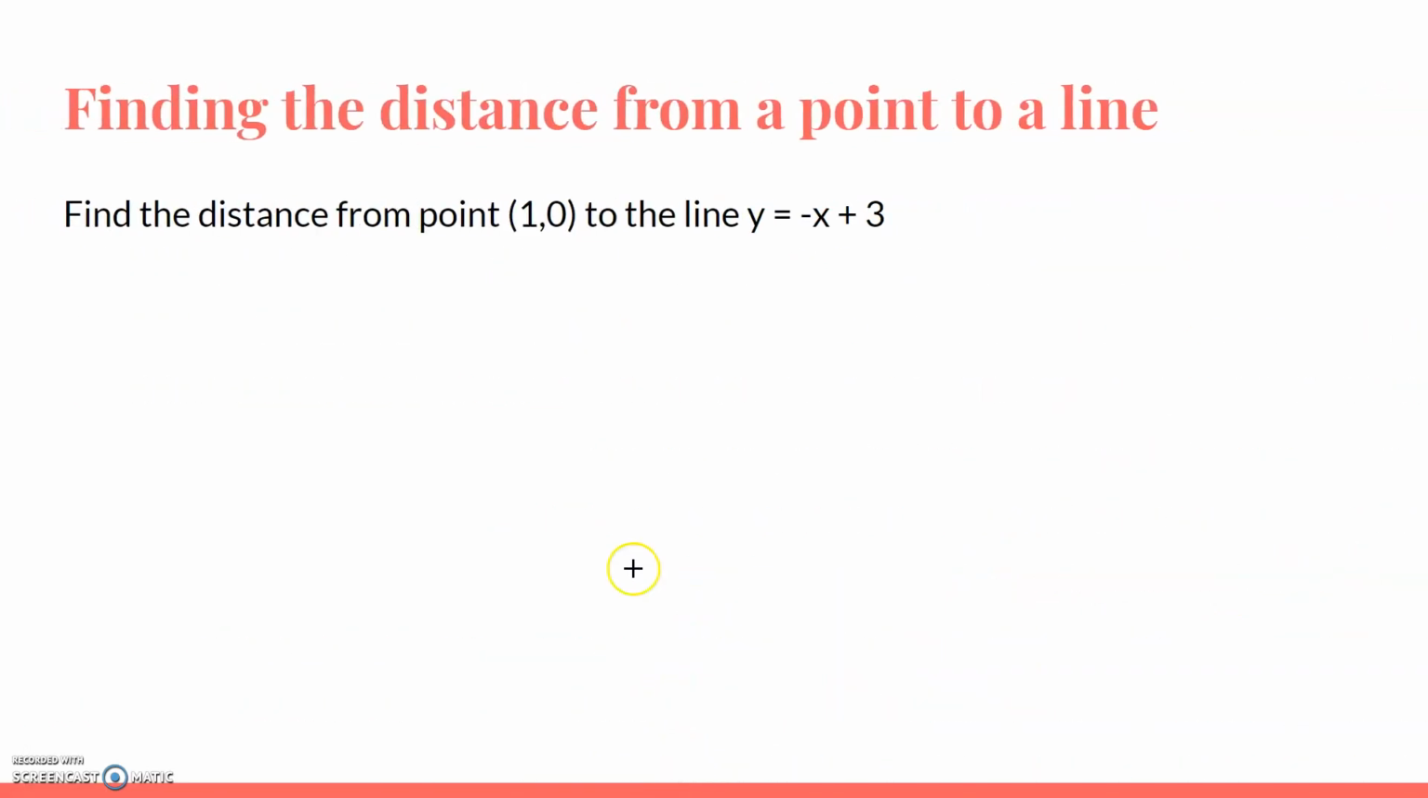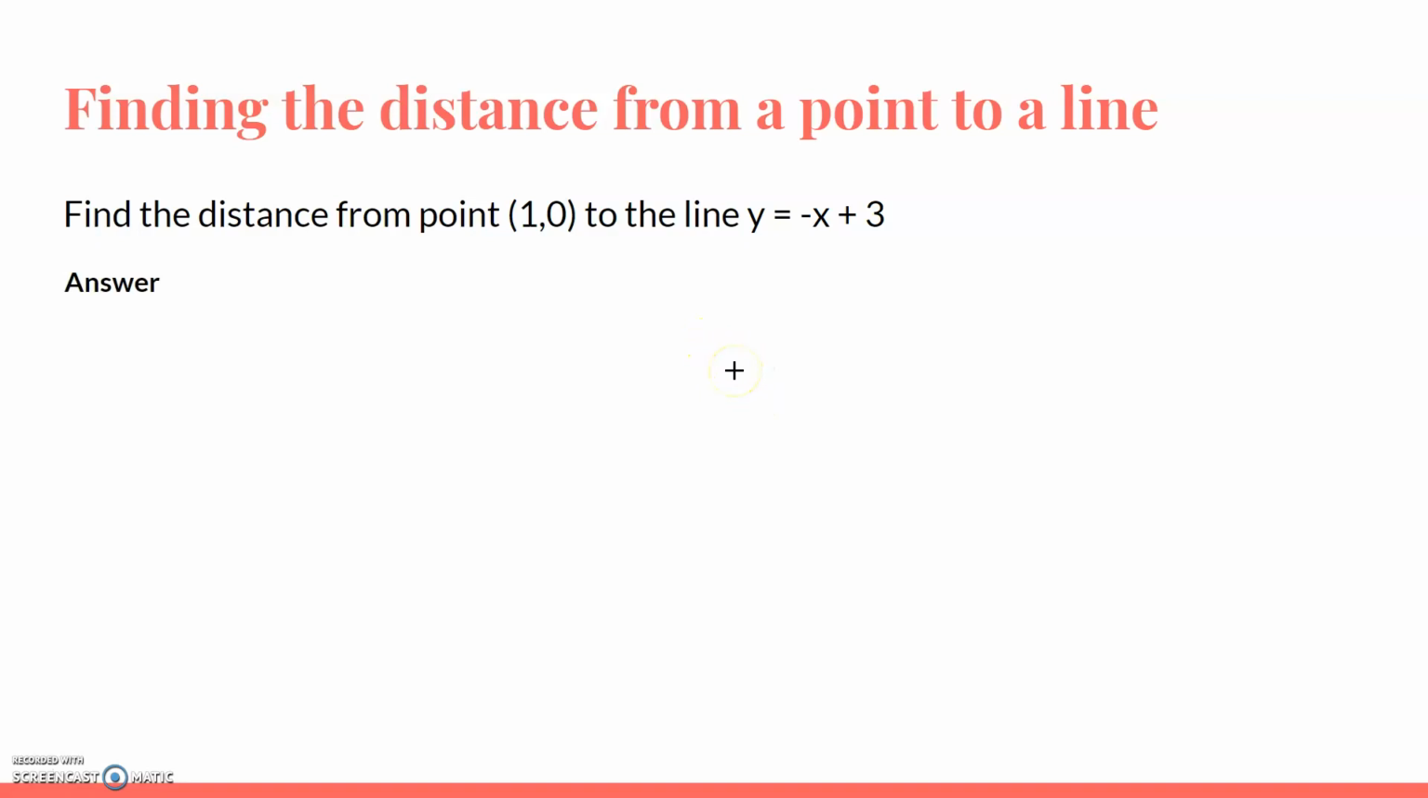Alright, find the distance from point (1, 0) to the line y is equal to -x plus 3. You're now asked to write a formula or equation here, finding the distance. Pause the video, give it a shot, and then come back for the right answer.